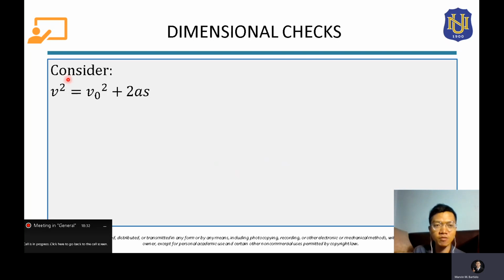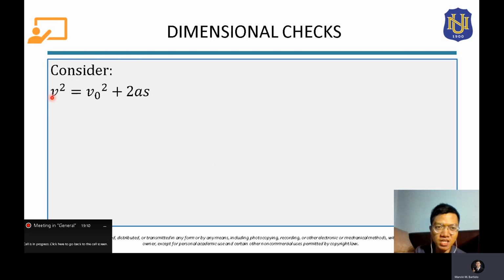So we have here a formula, v squared is equal to v0 squared plus 2as. This is a familiar formula to you, right? You see this often in your physics. In dimensional checks, it is important that the dimension or the units at the left side of your equation should be equal to the dimensions or units at the right side of the equation. So let's check the dimension for this formula.